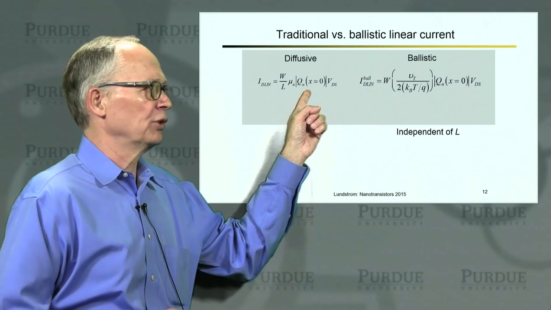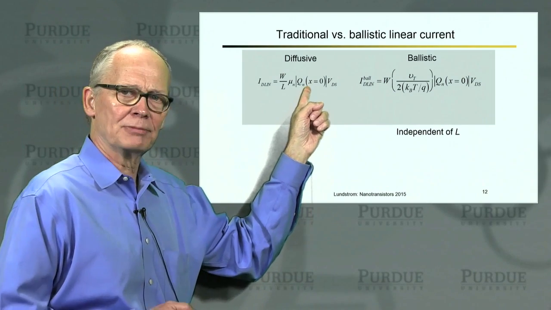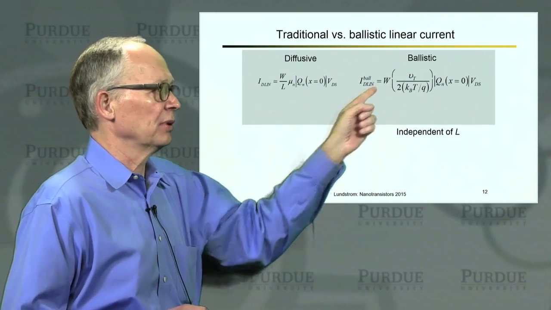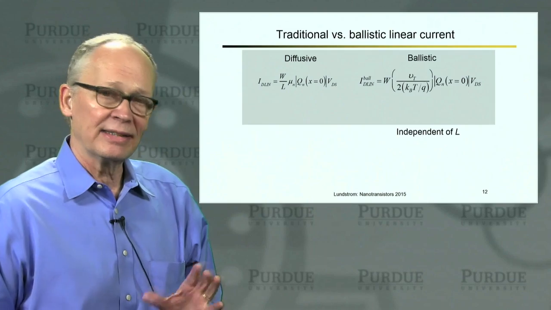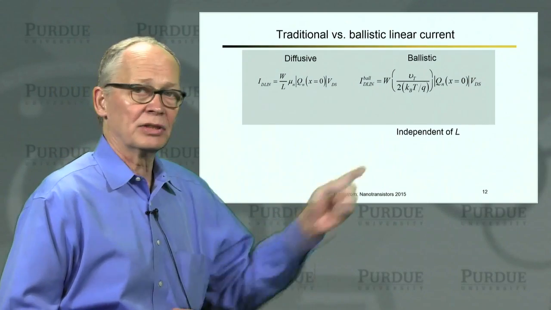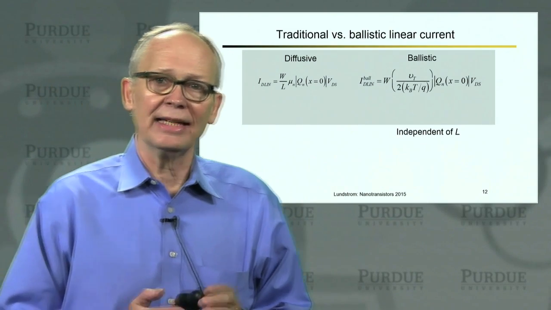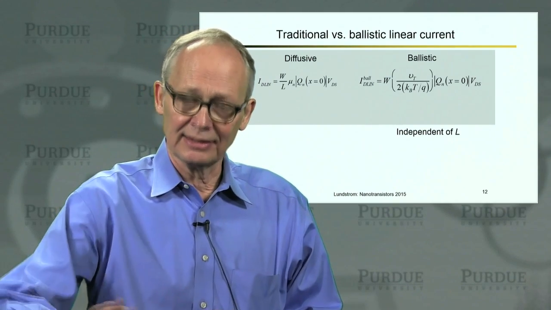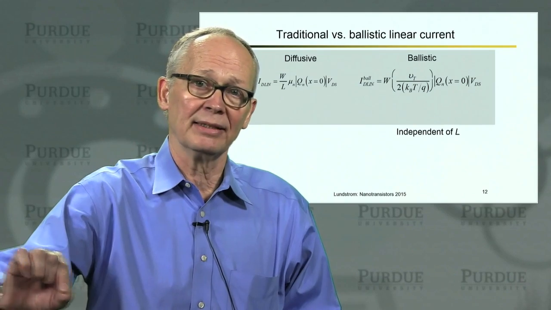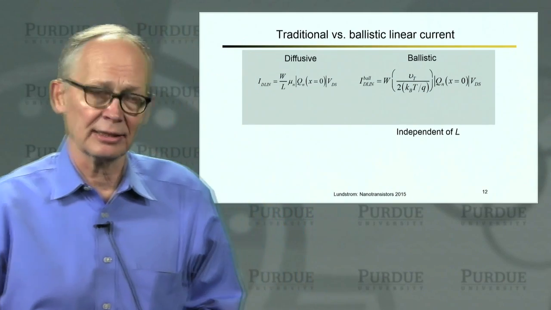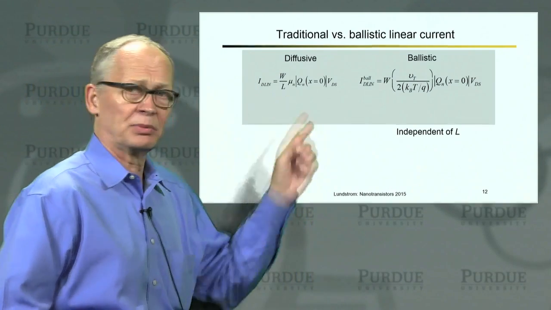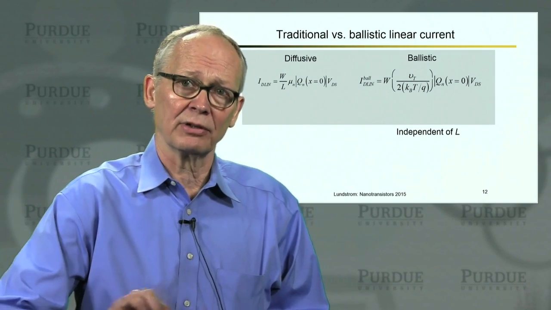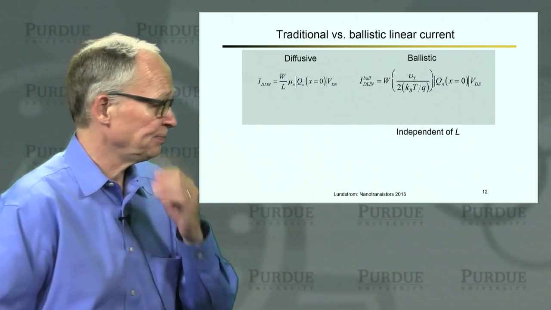Here is the traditional expression in terms of charge above threshold. This is C inversion, VG minus VT. Here's the ballistic expression that we just derived. They look quite different. One thing to note is that the ballistic expression is independent of the channel length, because it doesn't matter how long the device is. If electrons are going through unimpeded, the length of the channel will not limit the current. In the diffusive approximation, the longer the channel, the more scattering that occurs, and the harder it is for electrons to flow from the source to the drain.